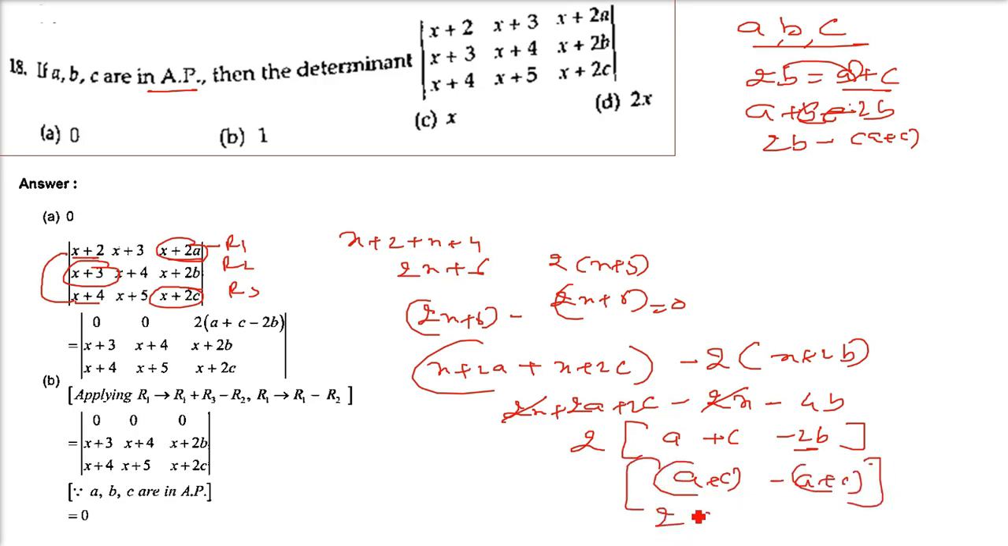So what we are doing is, we are changing R1 to R1 plus R3 and then subtracting twice of R2. Please remember, it's twice of R2, not R2. So you got 0. And what about a plus c minus 2b? It's also 0. So you get 3 zeros in the first row. And when you get 3 zeros in the first row, that means the determinant is going to be 0.